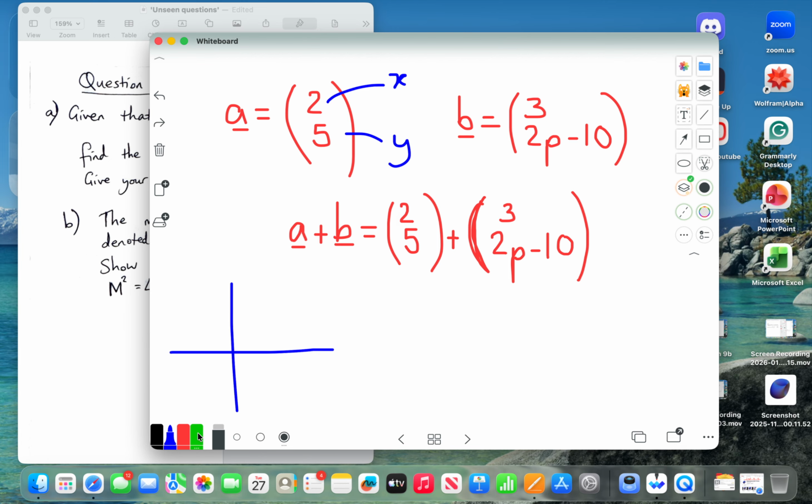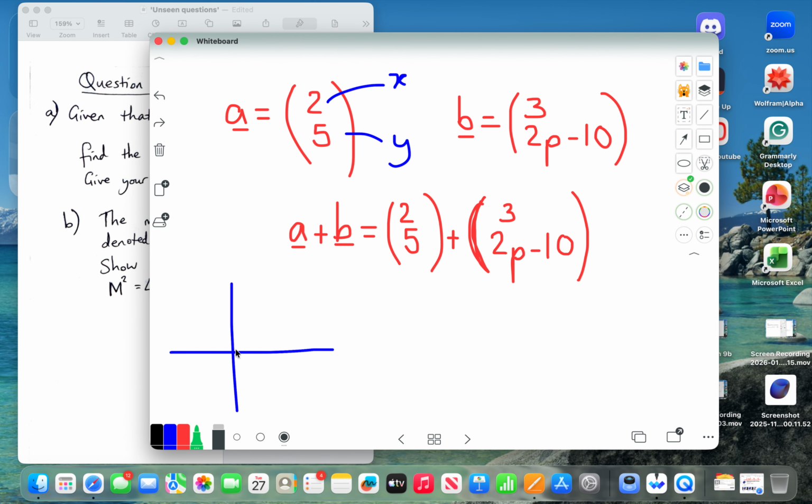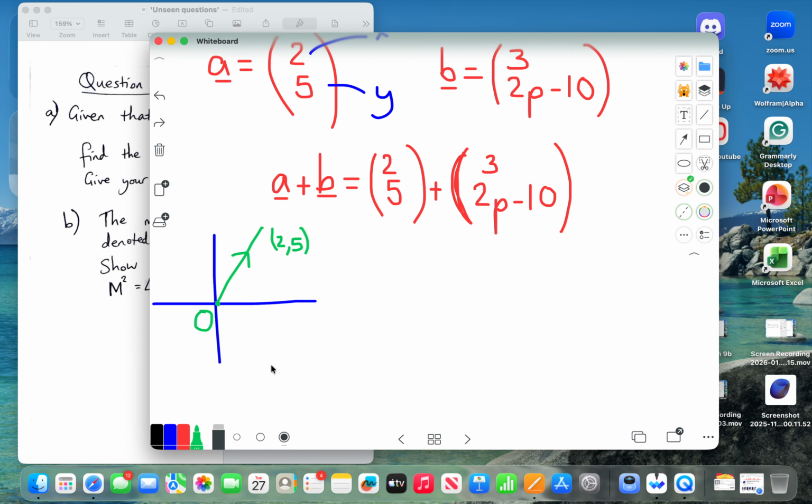For a two-dimensional vector, the idea is you go 2 along and 5 up. If you start at the origin or any point and you go 2 along, 5 up, that would be the point 2, 5. You don't have to start at the origin, but it makes this example much easier. And we put an arrow. But that's an aside to the rest of the question, so I'm going to rub this out.